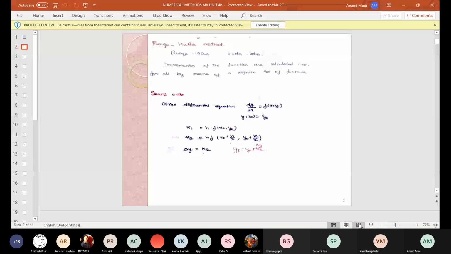I didn't get it. Yes, in the problem itself they will give the x naught and y naught values. X naught, y naught are given in your problem itself, and they will require the value of some other y. For example, y naught is equal to 1, and we need to find the value of y of 1.1. The initial given y is 1, and we need to find the value at 1.1. Here the difference between 1.1 and 1 is our step size.